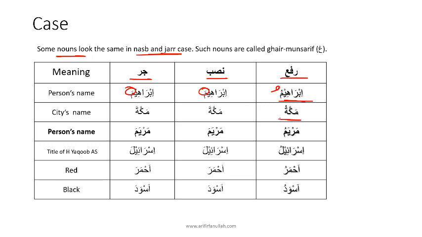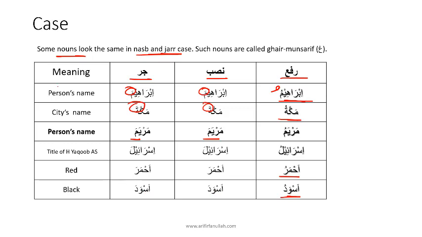Similarly, Makkatu, so with the rafa form, we have this dhamma, whereas in nasab and jar, we only have the fatha. The same holds true with Maryam. We have Maryamu, and then Maryama in nasab, and Maryama in jar. Isra'ilu, and then Isra'ila and Isra'ila. Ahmaru is the rafa form. Ahmara is nasab, and Ahmara is jar. And Aswadu is in the rafa form, Aswada and Aswada in nasab and jar.